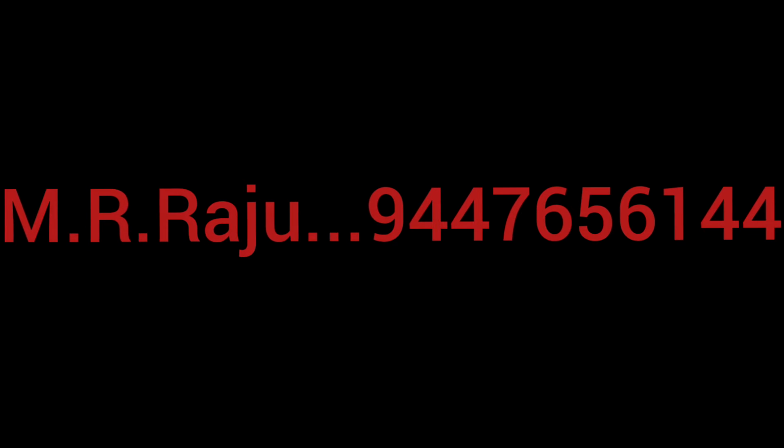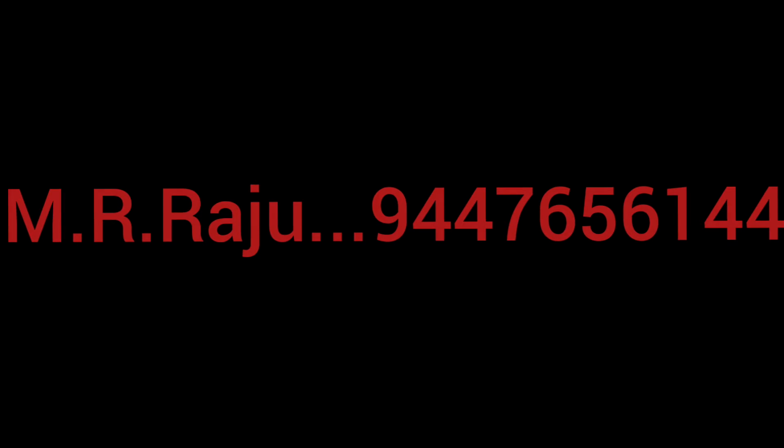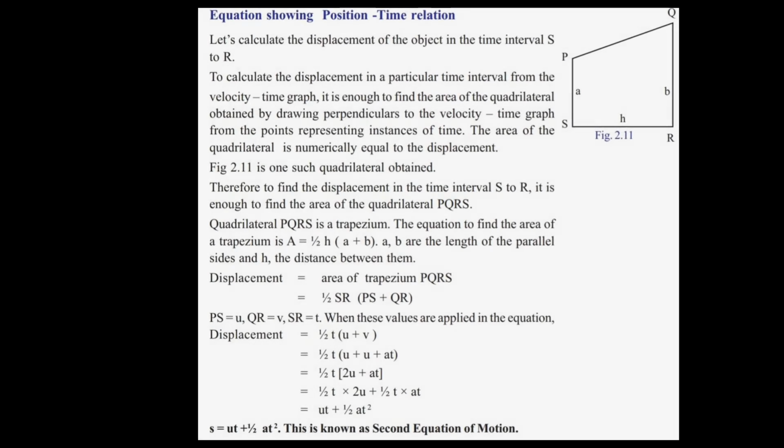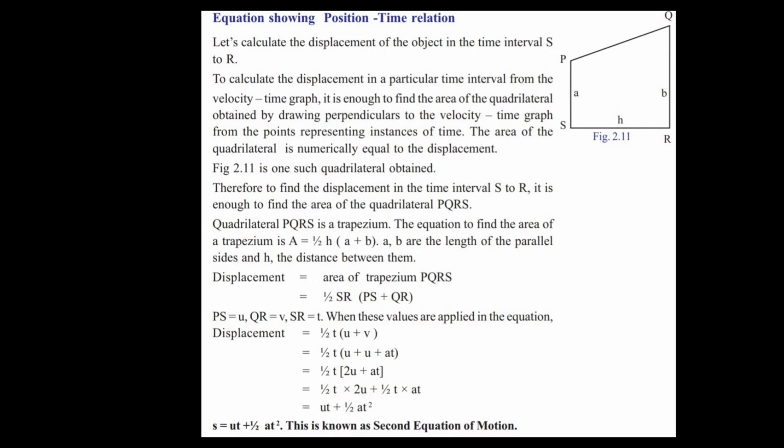Welcome to physics class. Today we are discussing the equation showing the position-time relation. Actually, we are deriving the next equation of motion, that is S is equal to ut plus half at square. For the discussion, you must keep in mind the graph that we already discussed, or you can just take that text also.